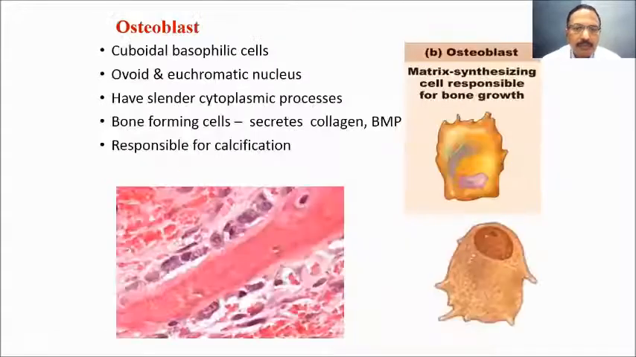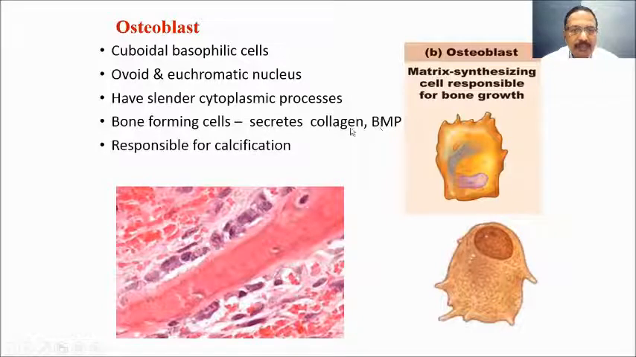Coming to osteoblast cells, as I told, the osteoprogenitor cells differentiate into osteoblasts. They are cuboidal with a basophilic cytoplasm. You can see in this picture this basophilic cytoplasm, because of a lot of rough endoplasmic reticulum. They have cytoplasmic processes, and they secrete collagen and other osteoid material around them.